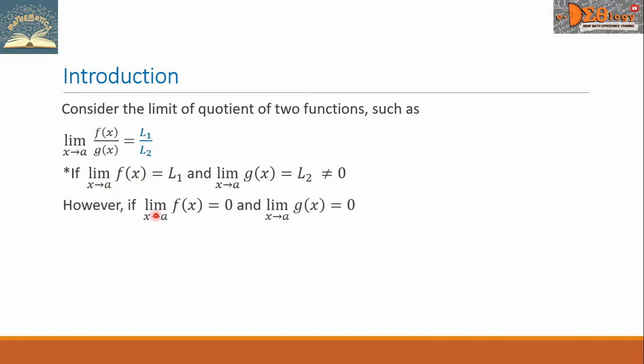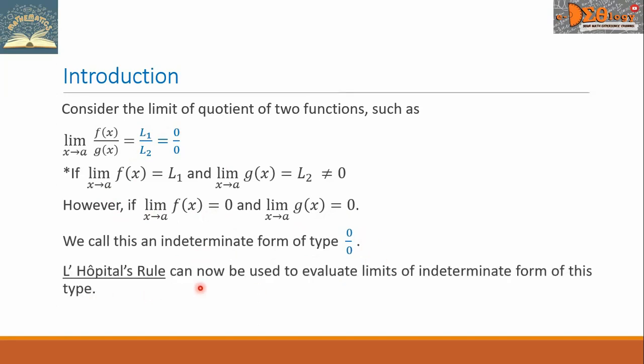However, if the limit of f of x as x approaches a equals 0, and the limit of g of x as x approaches a equals 0, we can write here 0 over 0. We call this an indeterminate form of type 0 over 0. L'Hôpital's rule can now be used to evaluate limits of indeterminate forms of this type.